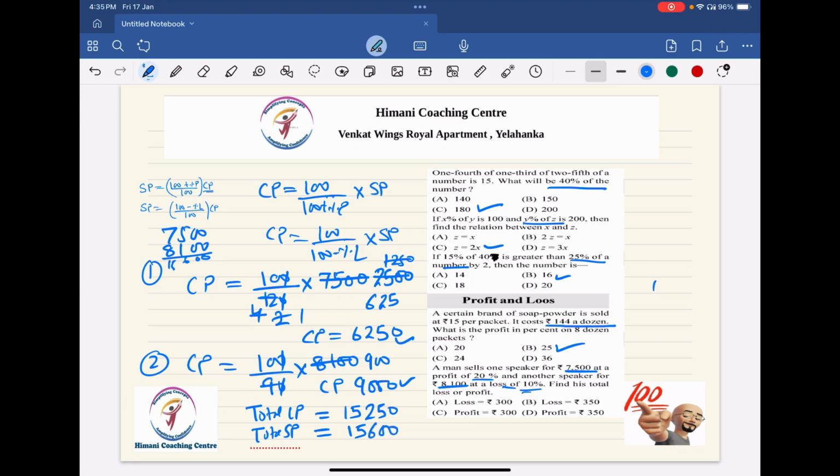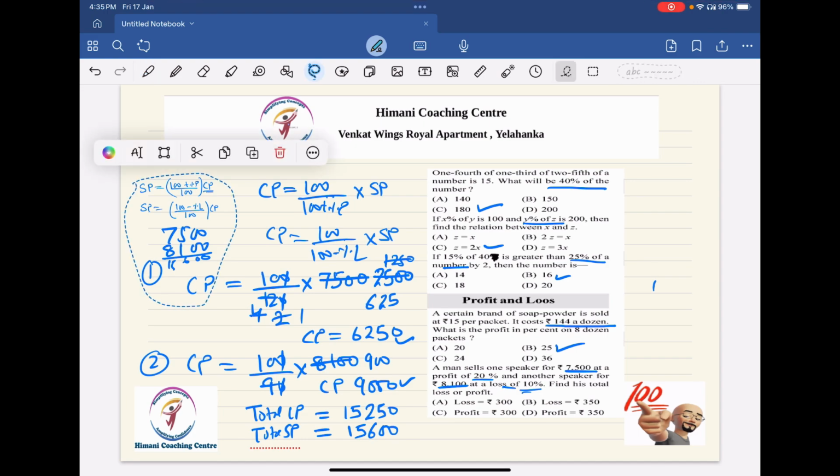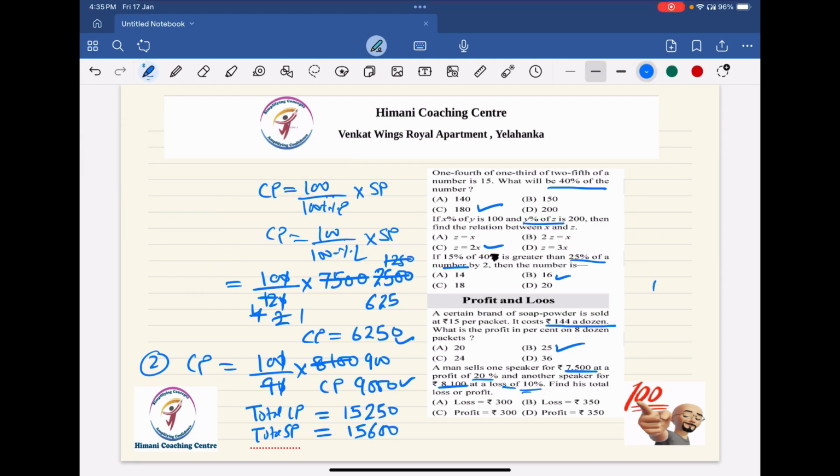But how much profit? For that, we have to subtract the CP from SP. So we are doing 15,600 minus 15,250. Okay, so 0 minus 0 is 0. This is 5. This becomes 10 minus 5, 5 minus 2. So there is a profit of 350 rupees, which is option D.